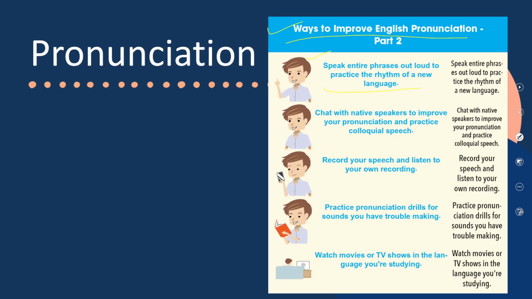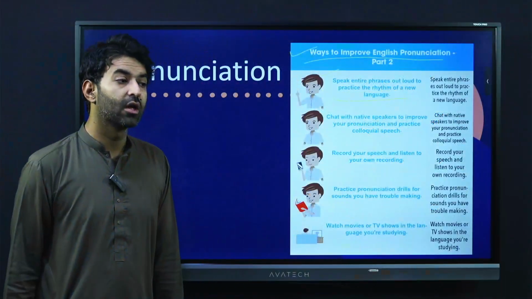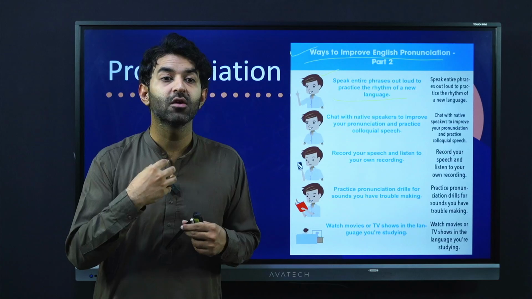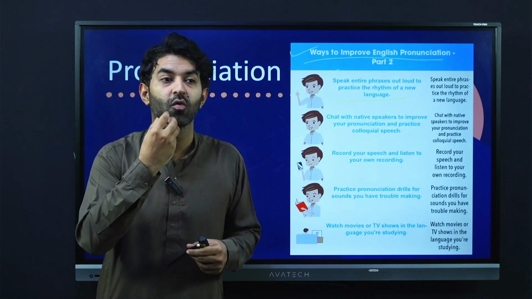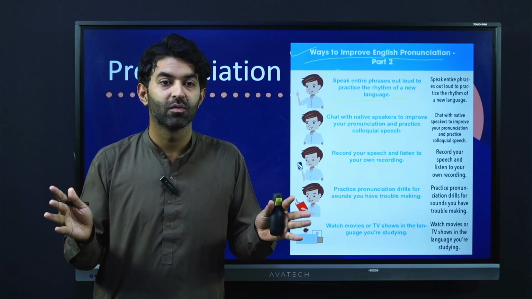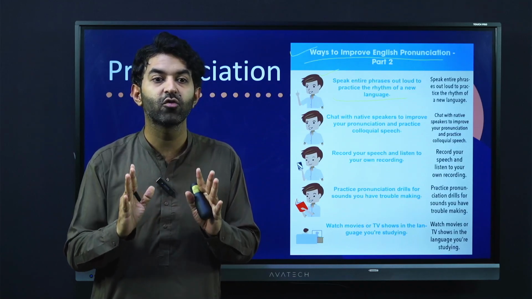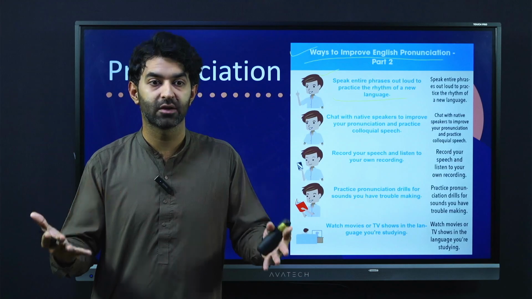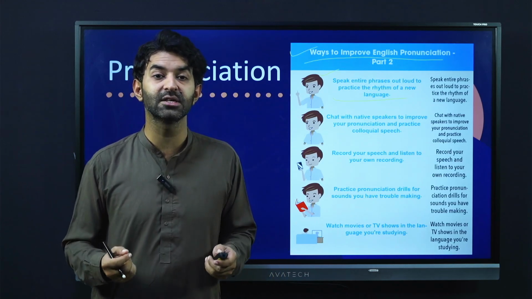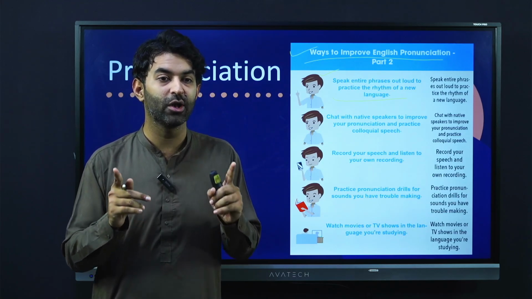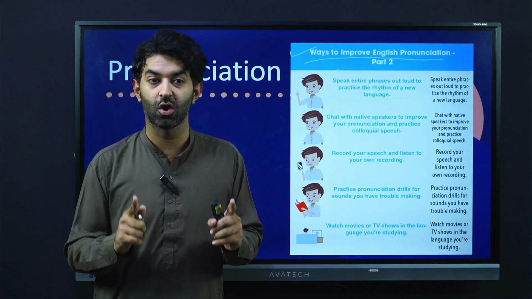Now, number one, he says to speak entire phrases out loud to practice the rhythm of a new language. It means that we need to say words with full power, full words, so that we don't mumble. So we don't just crush some words in our mouth. You have to be very articulate. You have to say your words and sentences with full conviction, with full power. Only then can you easily convey your message.